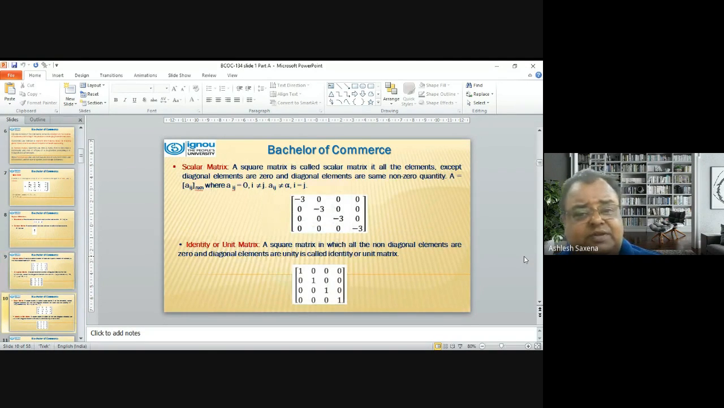Then comes your scalar matrix. A scalar matrix is no doubt a square matrix in which all the elements in the diagonal position are the same. You can see over here it's -3, -3, -3, and -3. All the rest of the elements are 0.